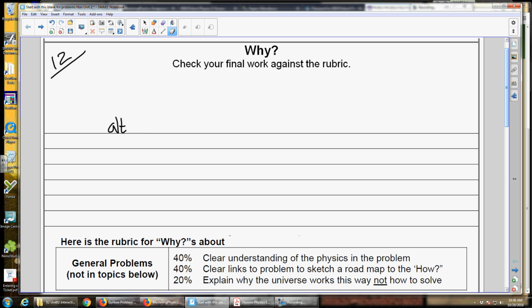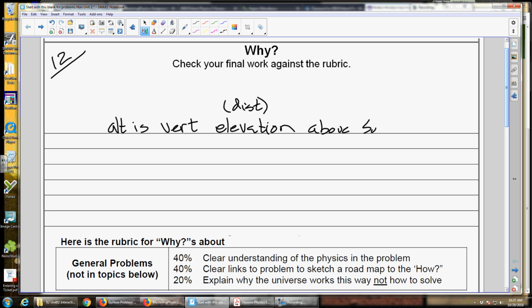So I'm just going to put that for altitude. Vertical elevation, and I might even say distance there, above surface. Okay.